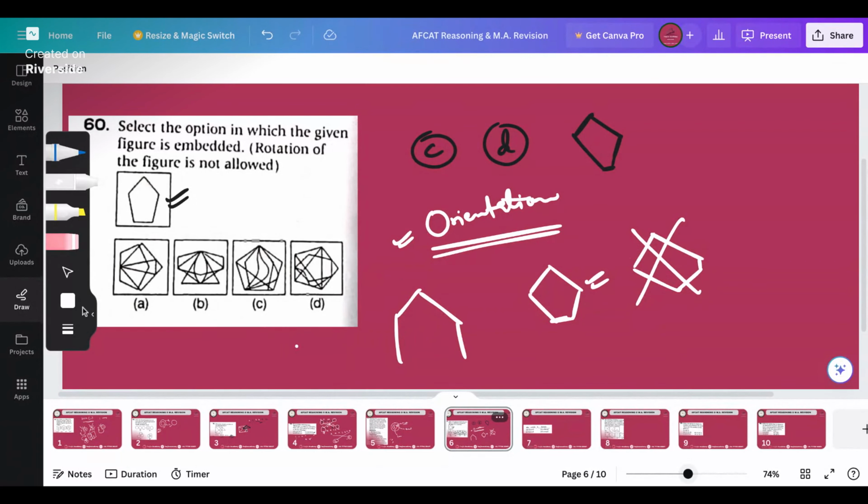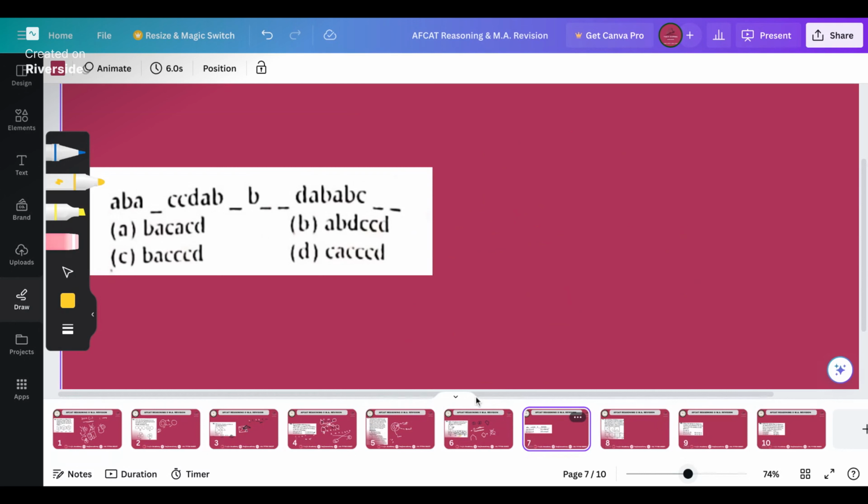Right, ladies and gentlemen, which one will we be picking? We'll be picking C as your answer option. Right, let's move on to the seventh question. Again an easy one, series completion. Not much prevalent in these recent examinations, but you should know. If they asked in 2022 first session of examination, they might ask again. Who knows? We don't really know. So we have to be prepared over here as well.